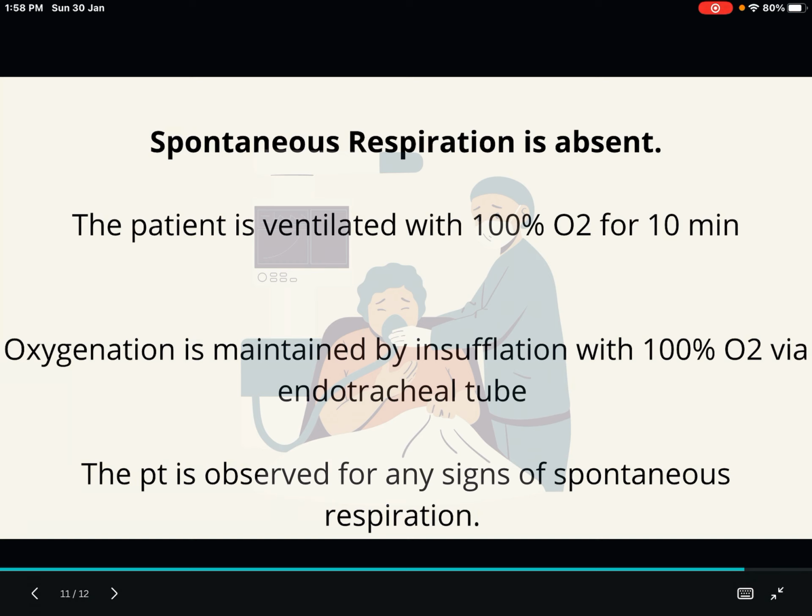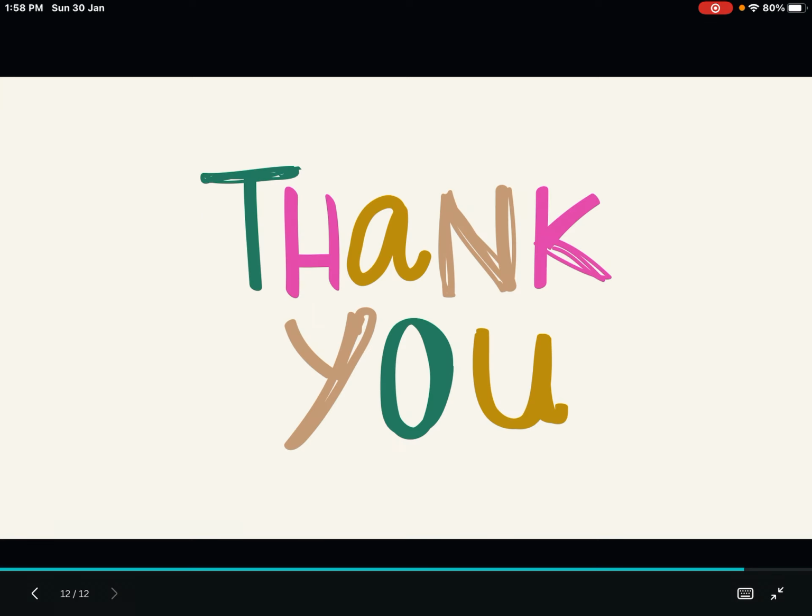So whenever a question is asked like how to diagnose a patient as brain dead, you have to write all these points, and this will be sufficient for writing a 2-marker.